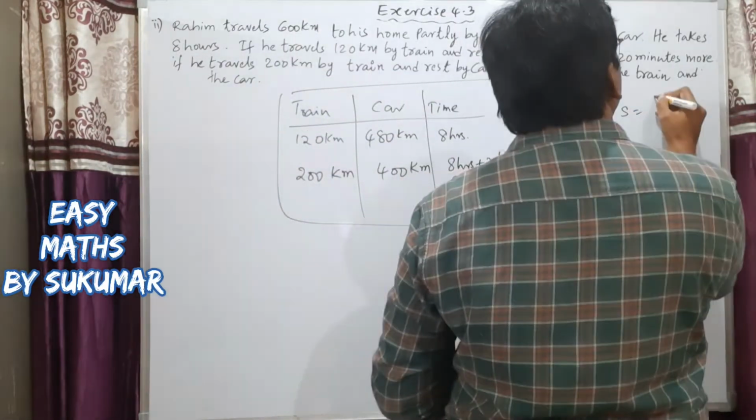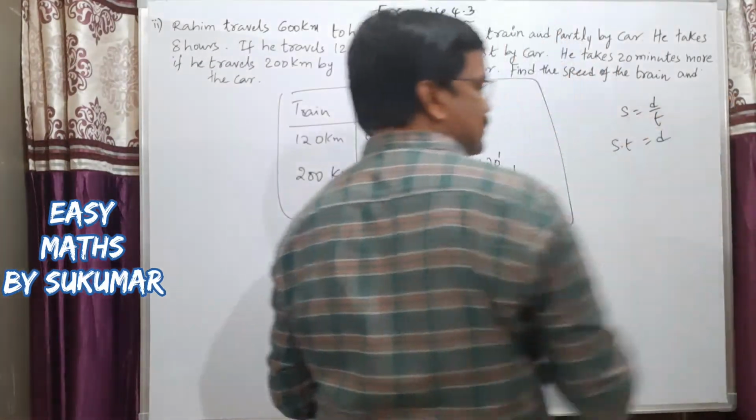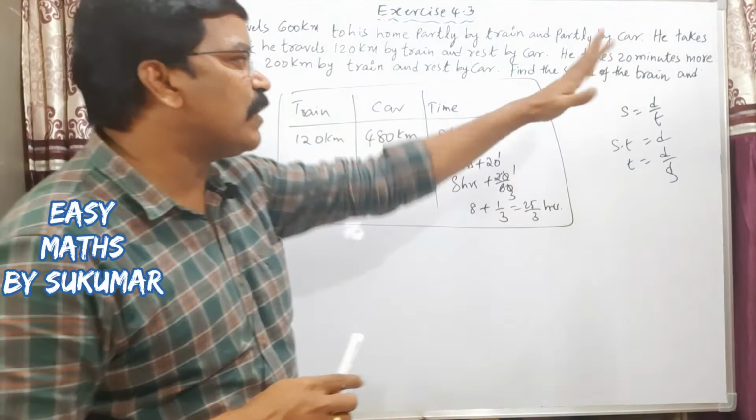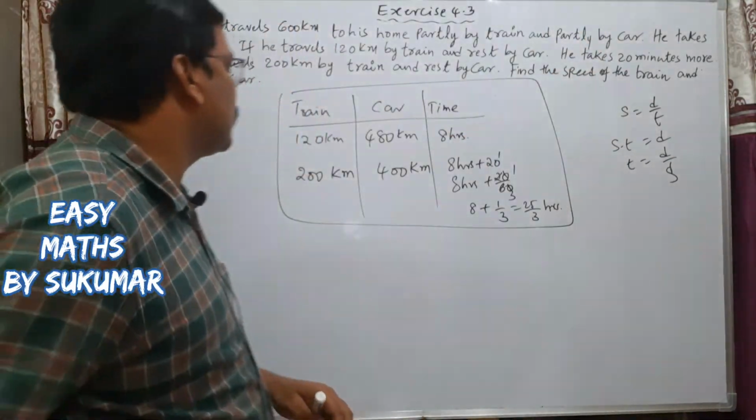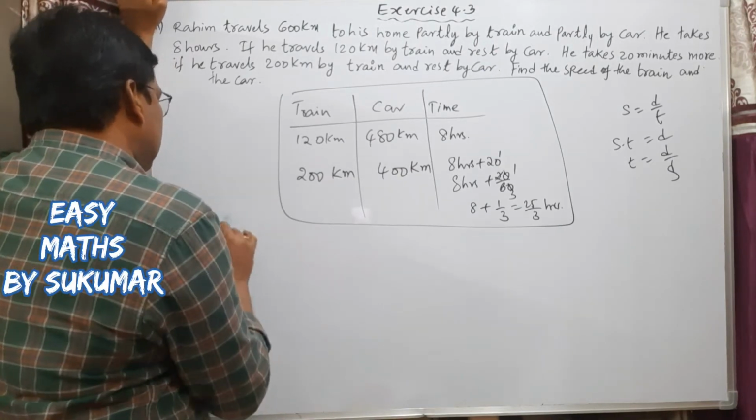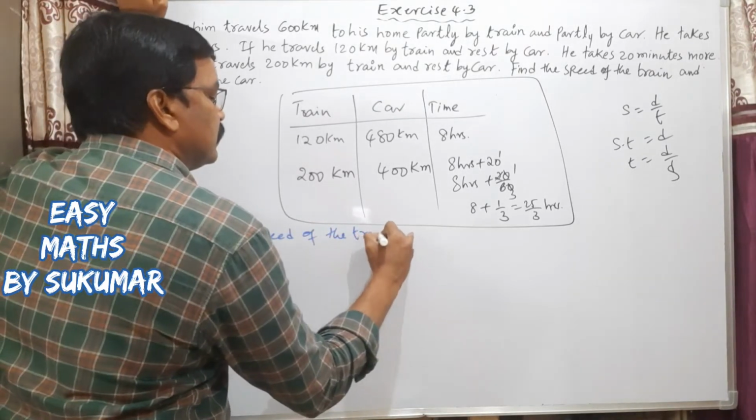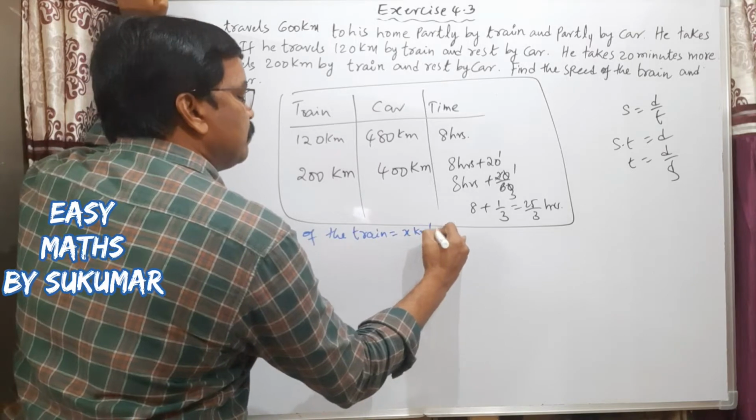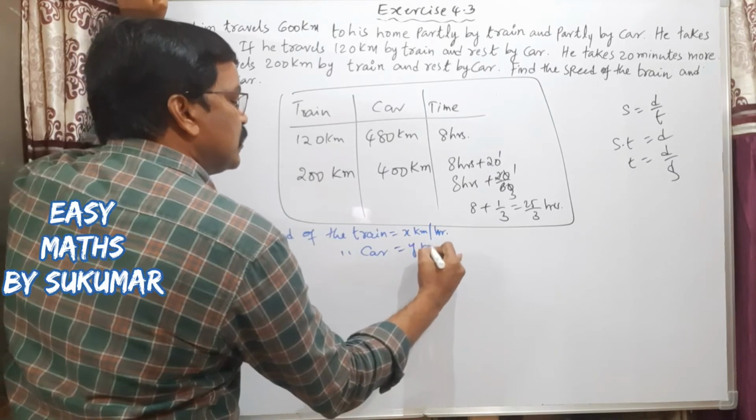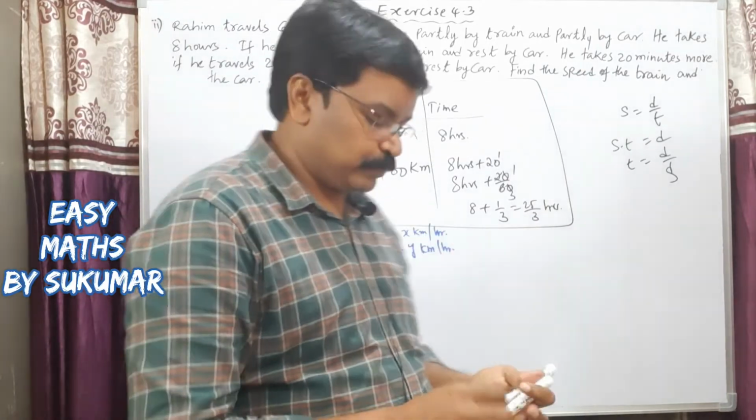You know that speed is equal to distance by time. Speed into time is equal to distance. Here time is given, that means distance by speed. Actually what we have to find is the speed of the train and the speed of the car. Let us write first. Let the speed of the train be x kilometer per hour and the speed of the car be y kilometer per hour. Let us find x and y here.